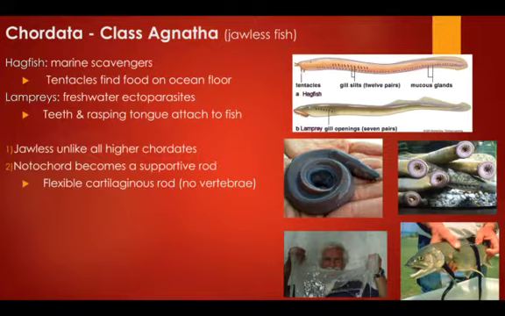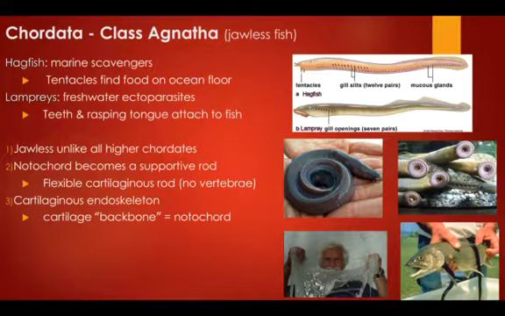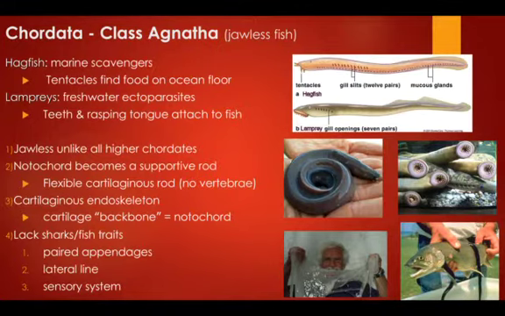The notochord has now developed into more of a supportive rod, and it's composed of cartilage, so flexible cartilage, but not a true vertebral column yet. They have that cartilaginous endoskeleton, which is the precursor to a true bony skeleton. And they are separated from other fishes because they don't have some characteristics like our other fishes have, such as paired appendages, so fins on either side. They don't have a structure called the lateral line, which is like a sixth sense for our sharks and fishes, and they have a less developed sensory system.